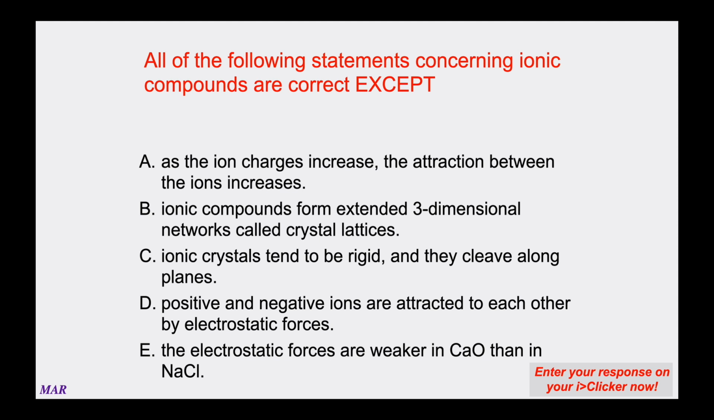So if A, B, C, and D are true, you can probably imagine E is going to be the bad one, but let's check it out. E says the electrostatic forces are weaker in calcium oxide than in sodium chloride. And I said earlier that there were two things we're going to get from Coulomb's law, and one was the number of charges. The other one actually happens to be the distance, but we won't talk about that.